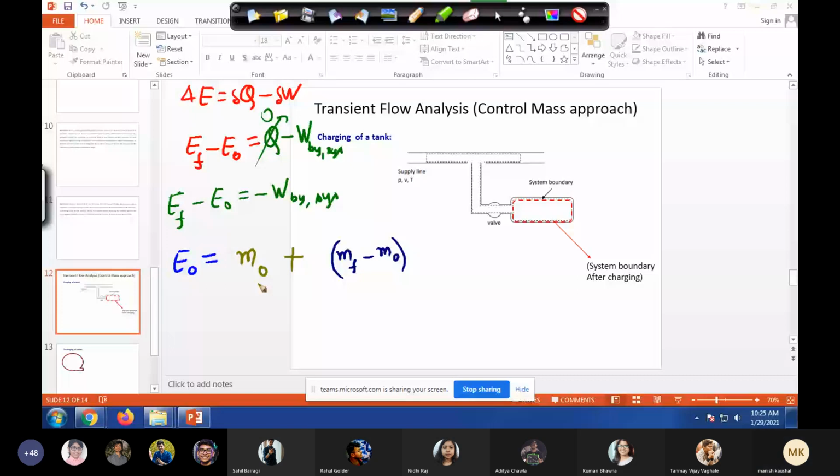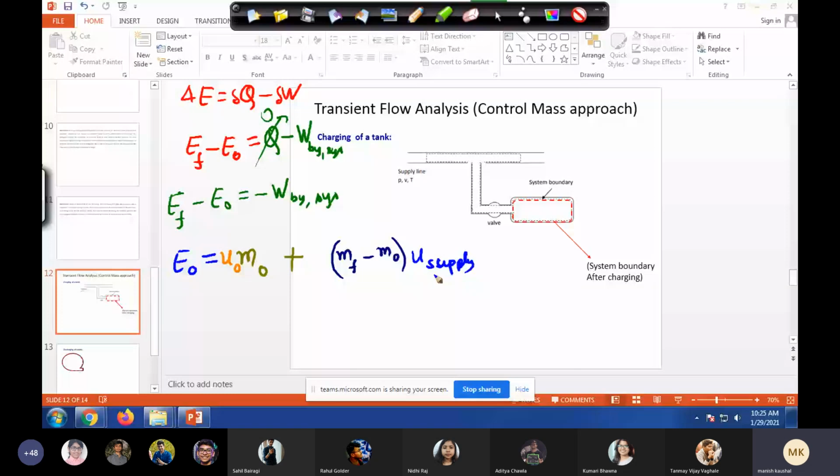Yeah, internal energy, right? So multiplied by U naught. Okay, and this is U what? U of supply. Since this much is in the supply line, it is (MF minus M naught) times U supply.